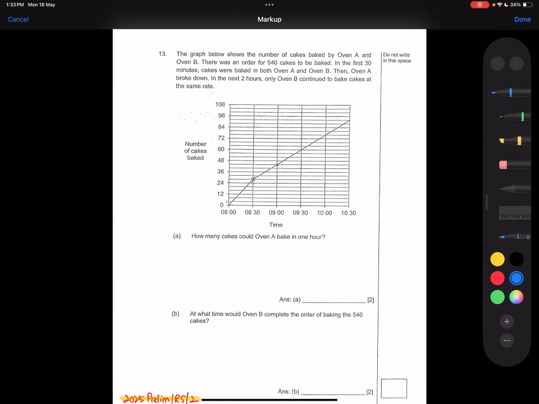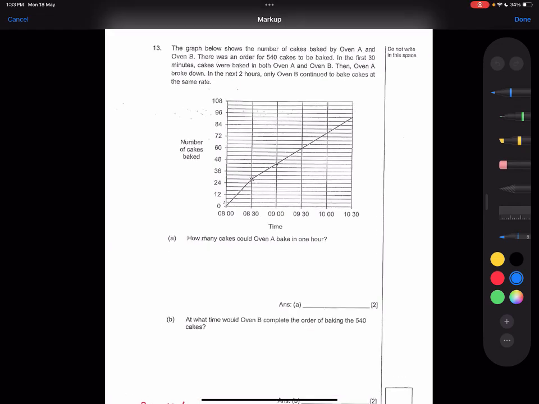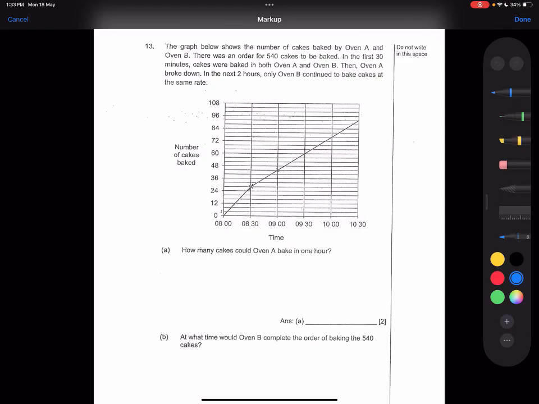2025 Prelim RS High School Paper 2, Question 13. The graph below shows the number of cakes baked by oven A and oven B. There was an order for 540 cakes to be baked. In the first 30 minutes, cakes were baked in both oven A and oven B. First 30 minutes, A and B.